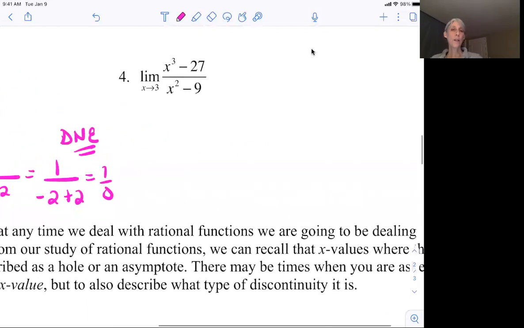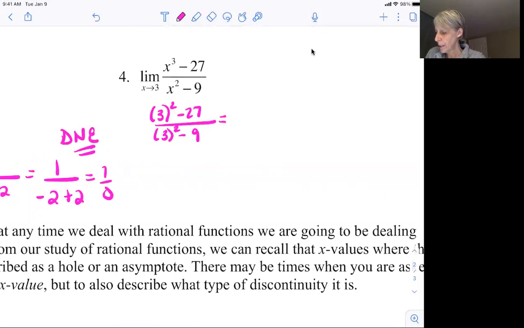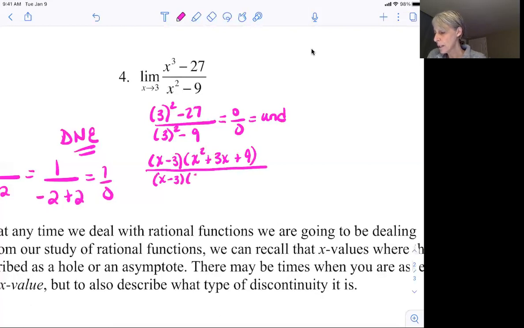In example 4, the limit as x approaches 3 of x cubed minus 27 over x squared minus 9. When I first plug in, I get 0 over 0, which means my function value is undefined. So I get to factor and try again. x minus 3, x squared plus 3x plus 9, over x minus 3 times x plus 3. The x minus 3 factors cancel.